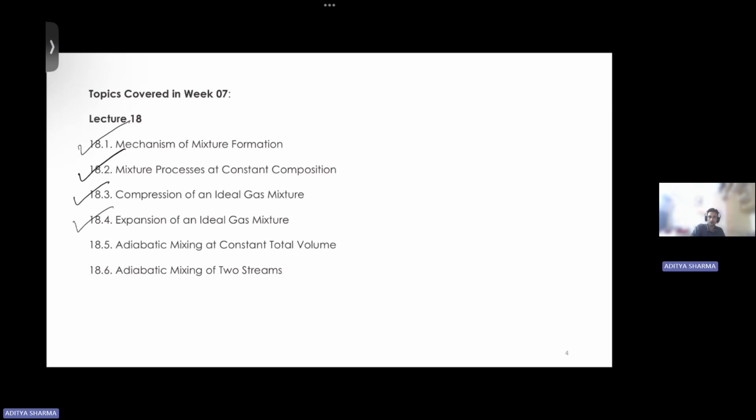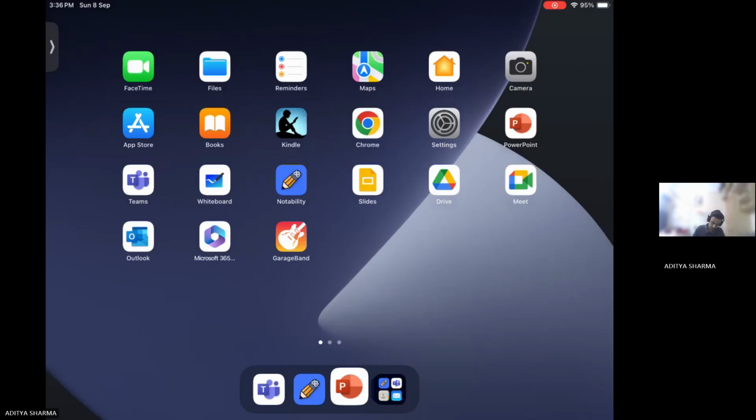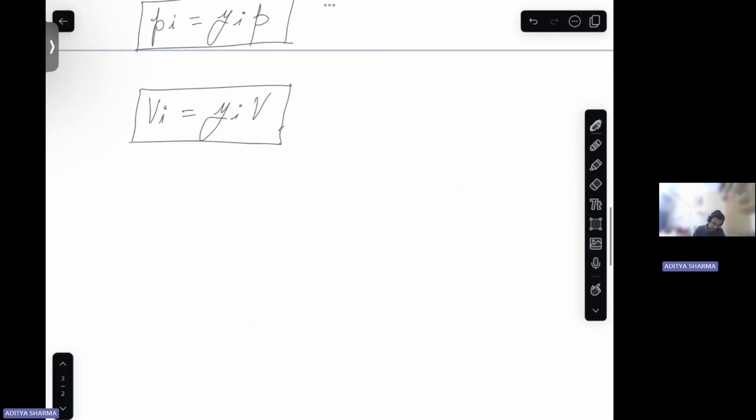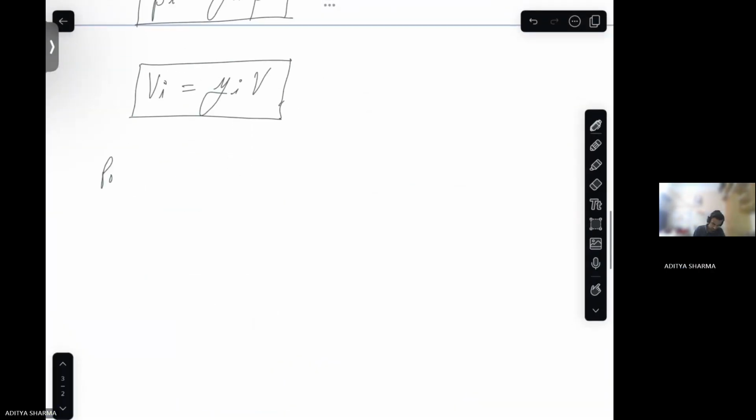So for the compression, we consider the process to be a polytropic process. Okay, that is polytropic processes.